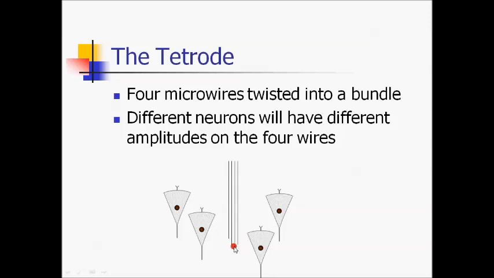So if there were just one wire and 2 neurons were at the same distance, it would be difficult to know if the spikes belong to this neuron or this, but having these 4 wires allows us to get this view of the neuronal activity from different angles, which helps with spike sorting.